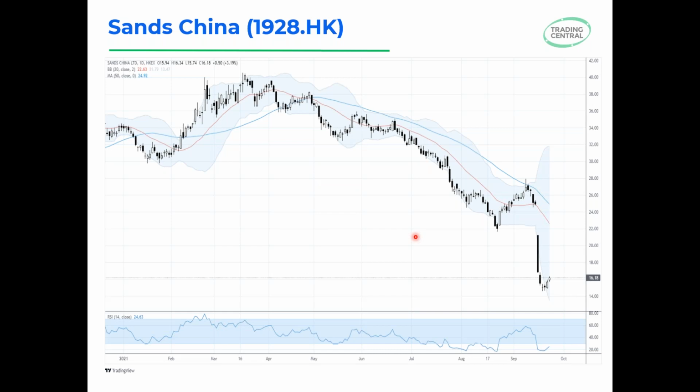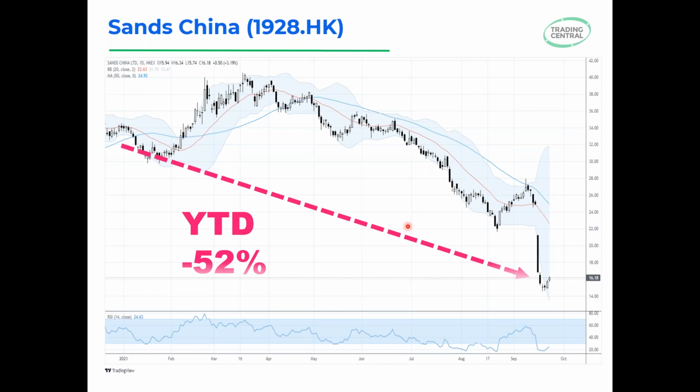Since it is a constituent stock in the Hang Seng Index, just on September 15, maybe, yeah, the middle of September, one day it dropped 32%. That is one third of your value gone in the wind. And year to date, it has dropped 52%. Okay, would you buy on the dip?